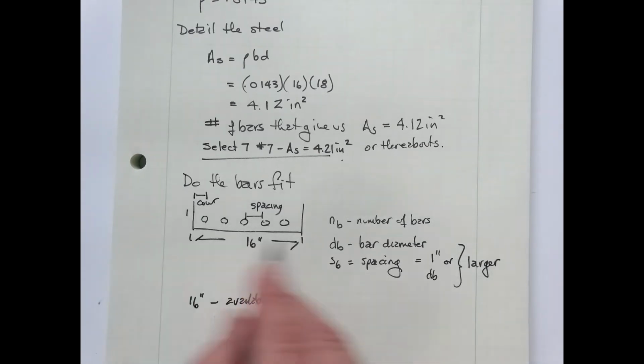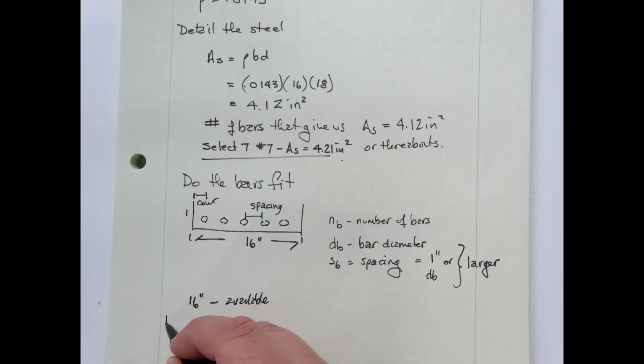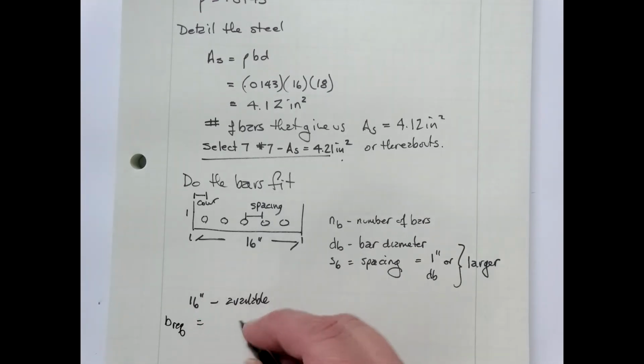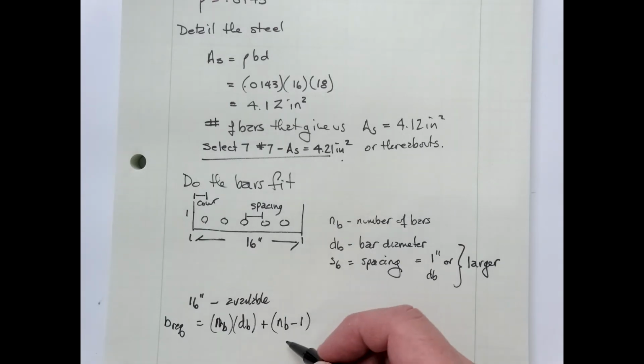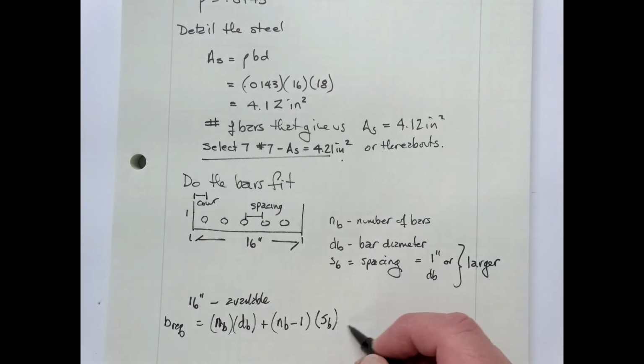And what do I have? If I walk across here, I have the beam width required, or minimum, is equal to n sub b multiplied by the diameter of the bar plus n sub b minus 1, because if you have 10 bars, you have 9 spaces, multiplied by the spacing of the bars, plus 2 covers.